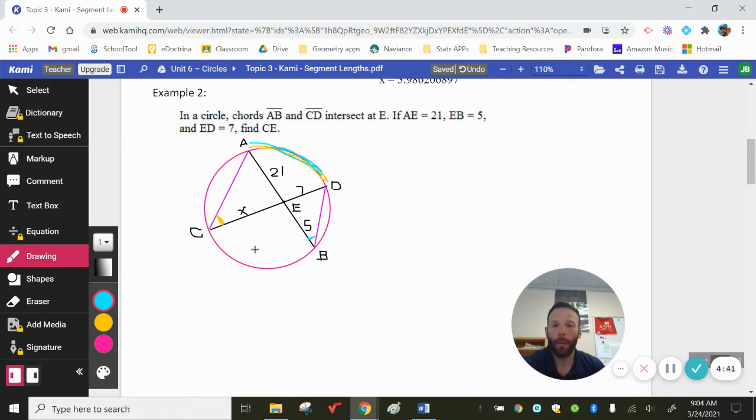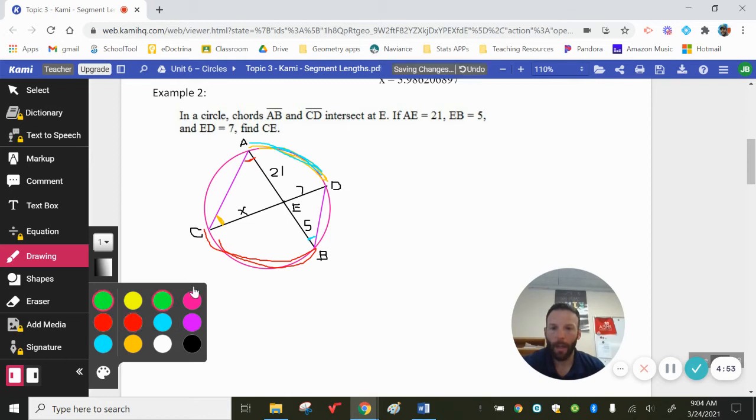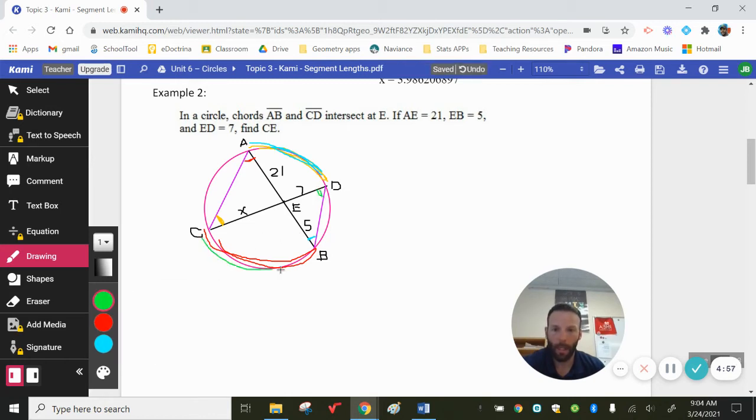Okay. Likewise, we have these angles over here. Angle A intercepts the arc from C to B, and you also have angle D that intercepts the arc from C to B. Now I'm only putting one curve in each of these because I'm color coordinating. So angle A intercepts the arc C to B, angle D intercepts the same arc C to B, so angle A has to be congruent to angle D.